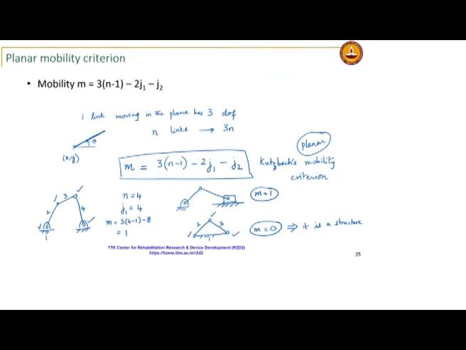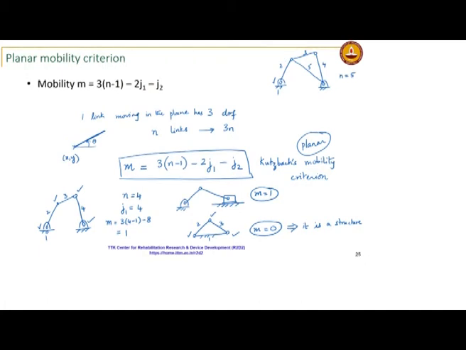Same 4 bar, if I add another link like this. Okay, I have 1, 2, 3, 4, I add a 5th link there. What happens to it? I have n equal to 5, joints. Here, how many joints do I count?